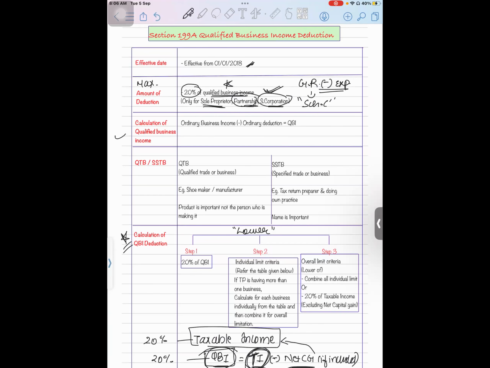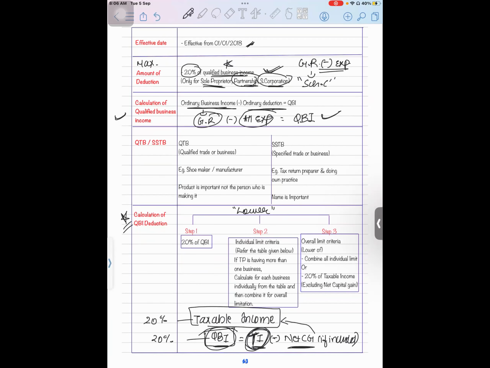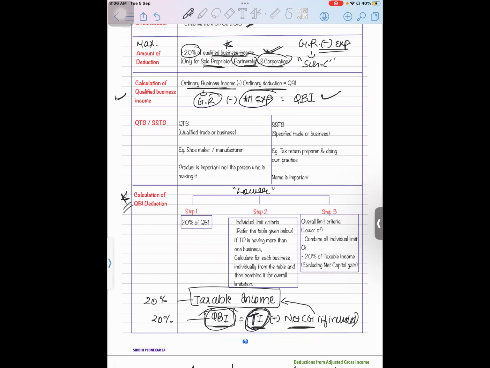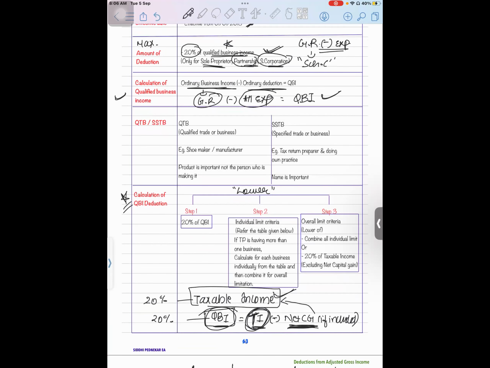Now, the calculation of qualified business income is given: ordinary business income minus ordinary deductions. Can I say this is nothing but your gross receipts minus all expenses which you are incurring? Once you reduce it, you get your qualified business income. If these two pieces of information are given, you can calculate like this. If nothing is given and only taxable income is given, you have to reduce the net capital gain from your taxable income. If it is mentioned that it's not included, then you don't have to reduce any capital gain.